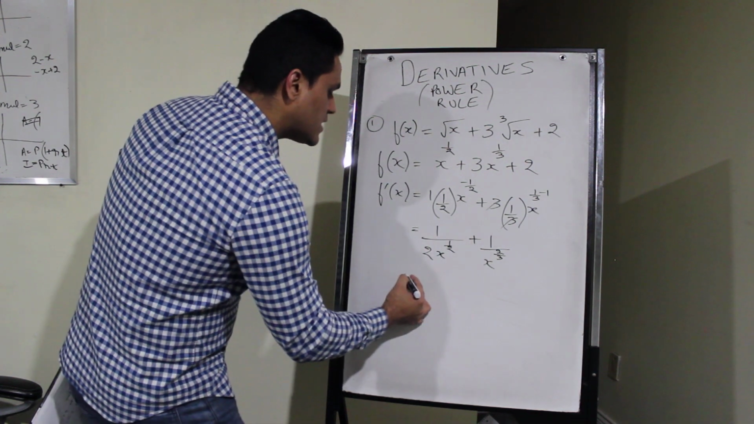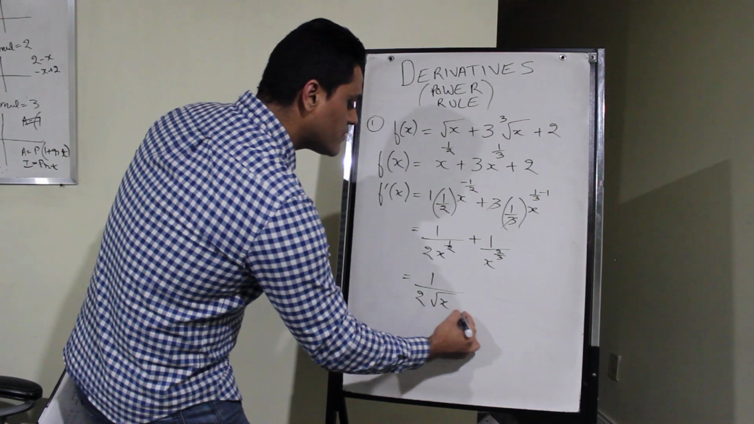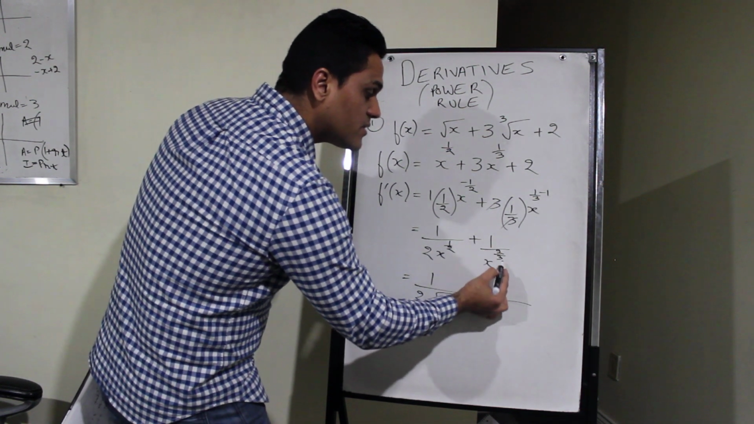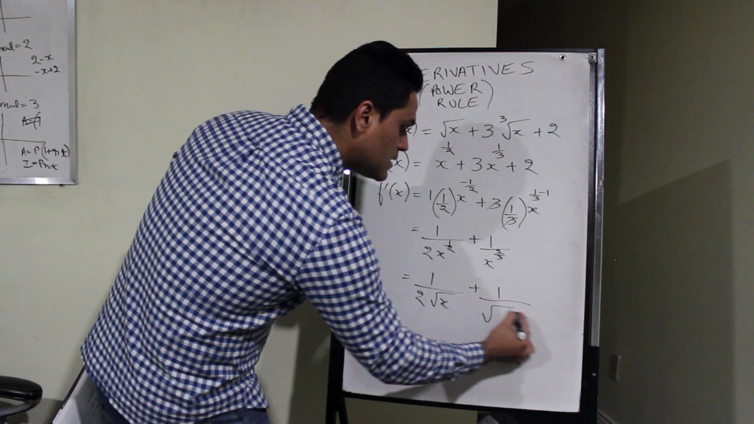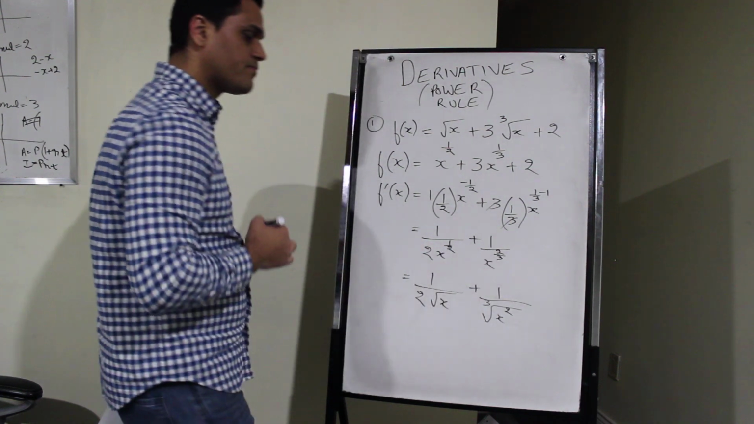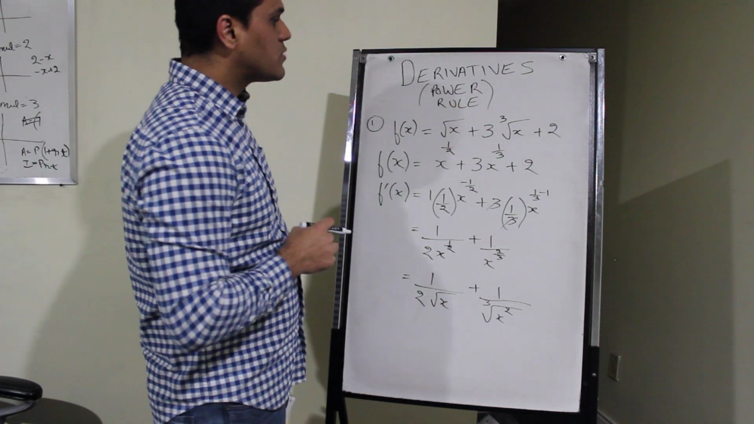And we can further rewrite these as roots. X to the power 1 over 2 is just square root of x. And whenever you get an exponent like this, the bottom number tells you the root, and the top number tells you the power of x. Okay? So that's how you would do a derivative involving square roots or cube roots.